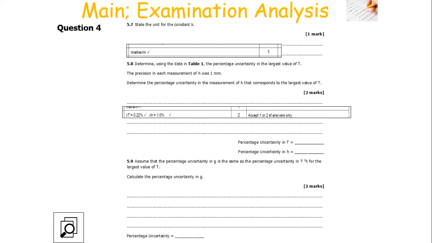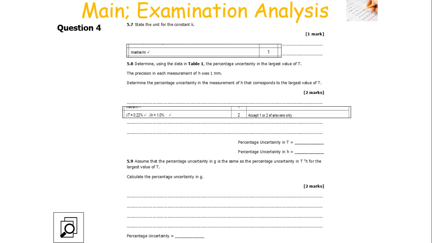Now, assume the percentage uncertainty in g is the same as the percentage uncertainty in t squared h for the largest value of t. Calculate the percentage uncertainty in g. Well, if we know the percentage uncertainty in t and we know it in h, and we've got to do t squared h, we can work it through as follows.